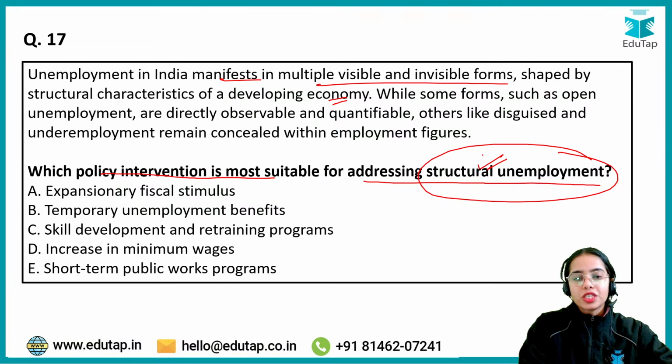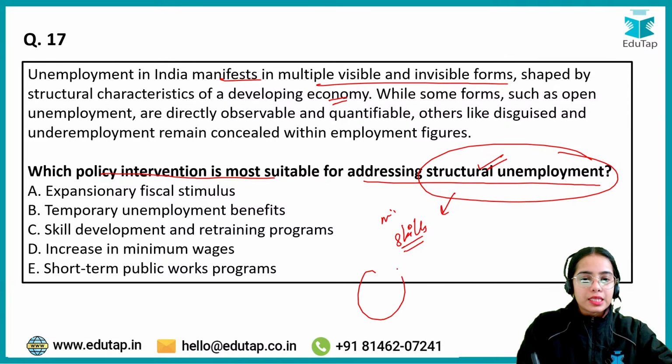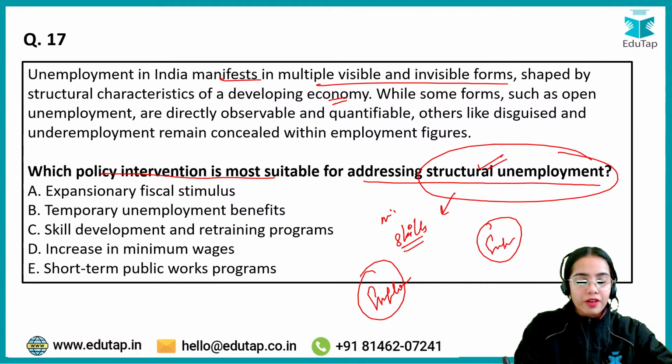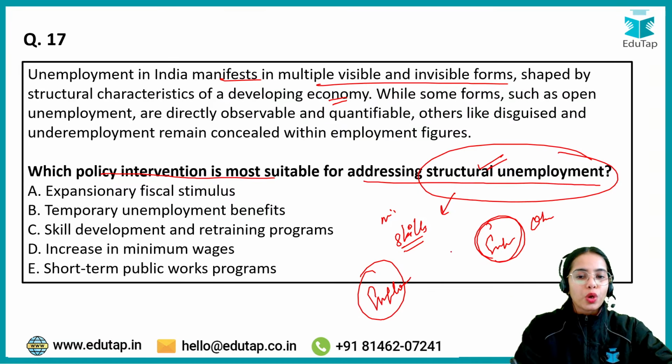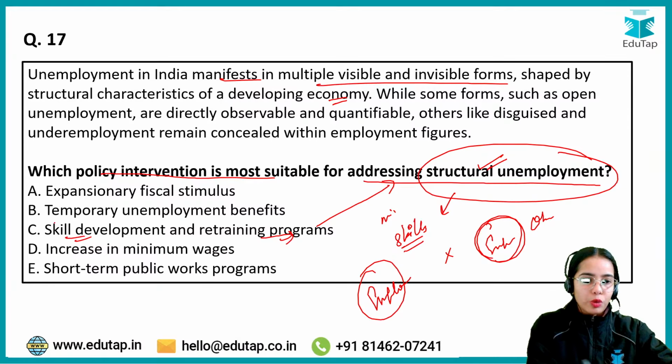Which policy intervention is more suitable for addressing structural unemployment? See, structural unemployment happens because of the mismatch between the skills. The skills that are required by the employer are different from the skills that the employees have. So the employees have obsolete or older skills that are no longer required. So skill development and retraining programs should be done to address the problem of structural unemployment. So C is the answer.